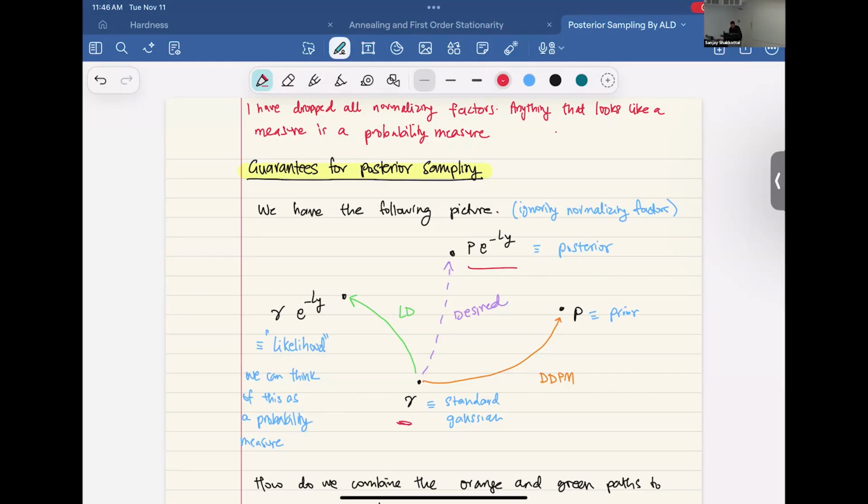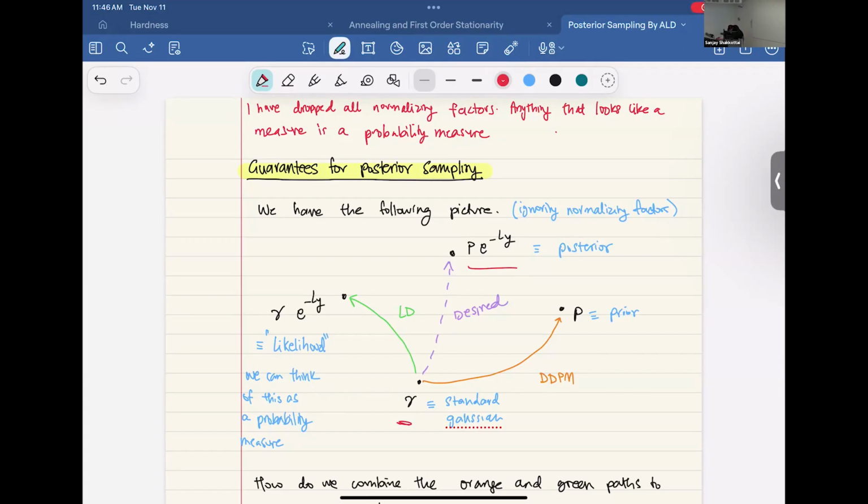I can start here. I can always sample from a standard Gaussian. I know how to go from the standard Gaussian to my prior, right? This is what DDPM and things like that get us. We assume we have accurate access to scores and things like this. So we can do this orange thing. We can also do the green thing.